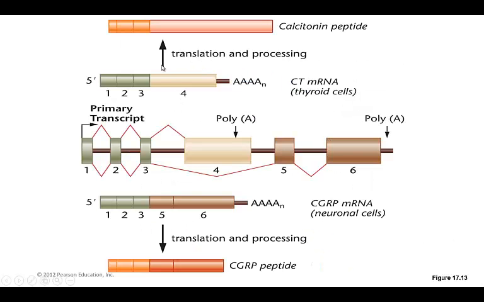So here's an example of a particular transcript that can be processed in several different ways. There are going to be 6 exons in this particular primary transcript. You can see here they're not labeled, but these little reddish brown bars are the regions of the introns. If you splice it so that you include exons 1, 2, 3, 4, after translation and processing, this is going to make calcitonin peptide. Now, if you were to take exons 1, 2, 3, skip 4, and take 5 and 6, you can make a different product. In this case, it will be the CGRP peptide after translation and processing. And both of these are going to have very different roles.